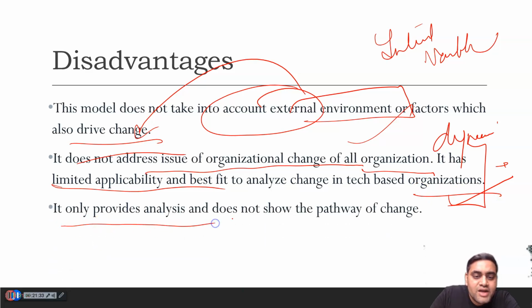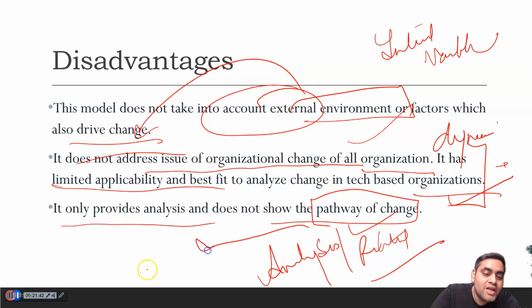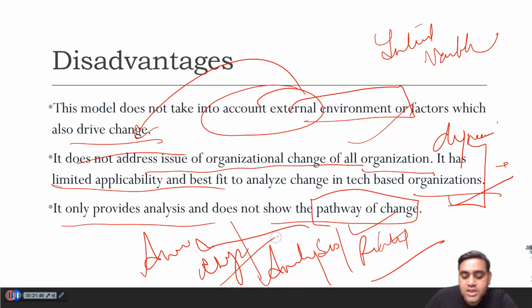Third, it only provides analysis and does not show any pathway of change. So it basically gives you a lot of information. It also shows you a lot of relationships, but it does not give you any answer on how you should change, how you can bring in change, or what could be the drawbacks of change, or how things can go in the wrong direction after implementing the change. So these things are not explained in this model, right?